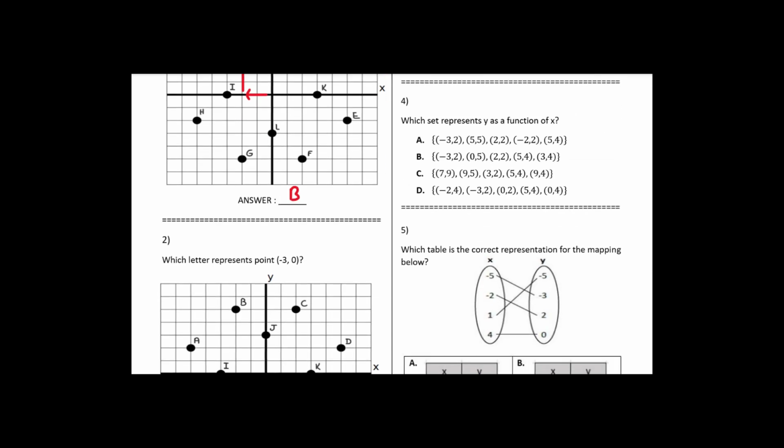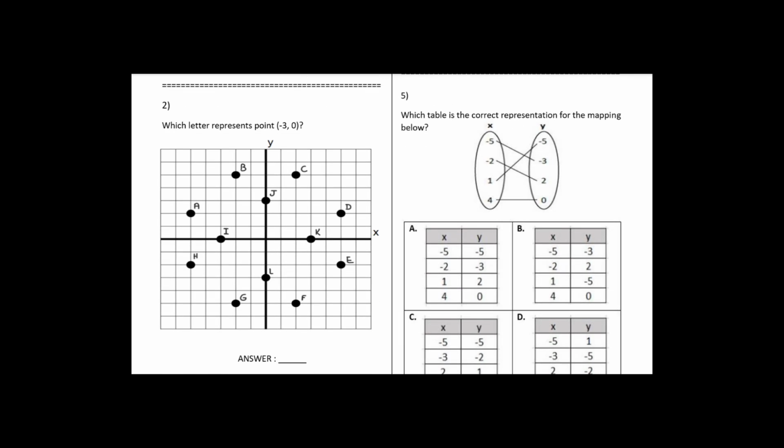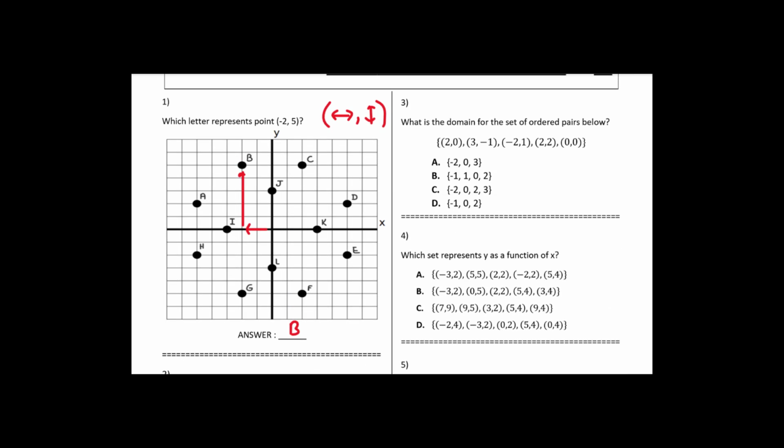Let's go on to the next problem. Next problem says, which letter represents -3, 0? So right there, first number is -3, so we're going to go to the left 3. And the second number is 0, so we stay there. So that means the letter is letter I. Very well. Let's go on to problem number 3.